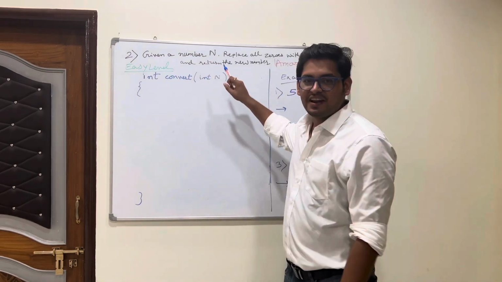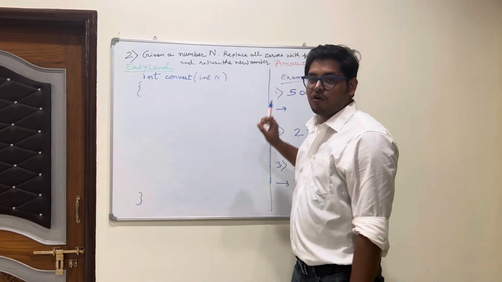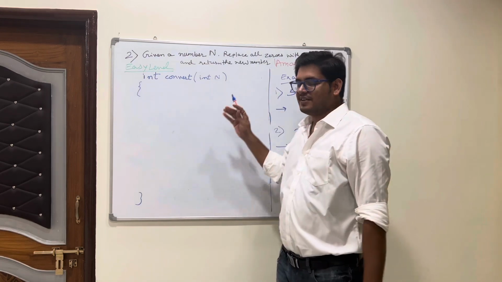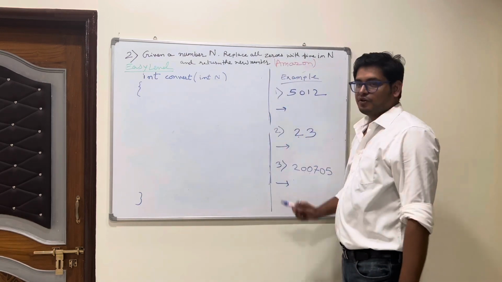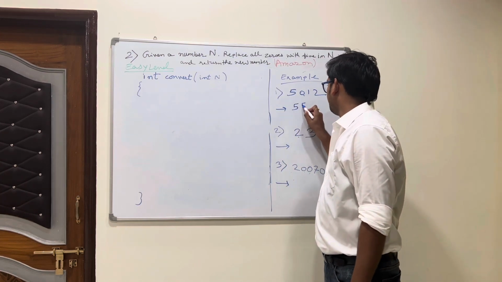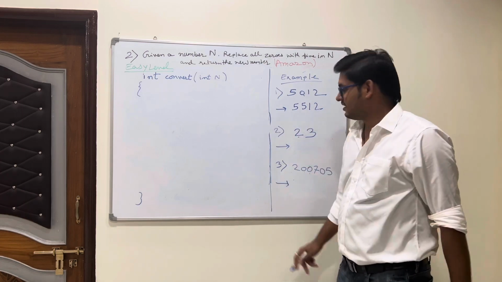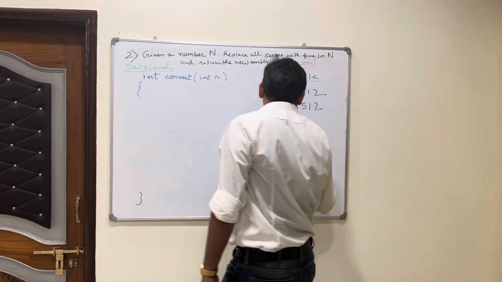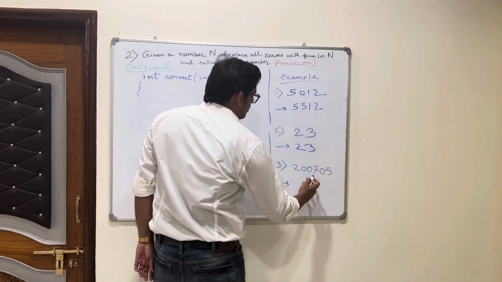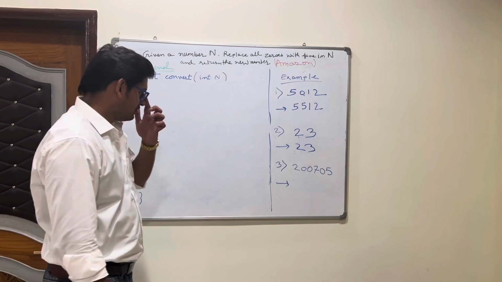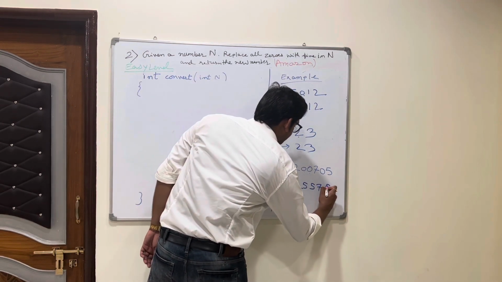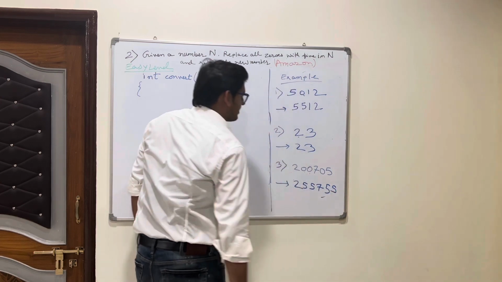So, the question is: given a number n, we need to replace all zeros in n with 5 and return the new number. Suppose the number is 5012, so we'll replace this 0 and we will return 5512 as the answer. For 23, we don't have any 0, so we'll be returning 23 only. For 200705, there are 3 zeros, so we will convert it to 255755. So this will be our answer.